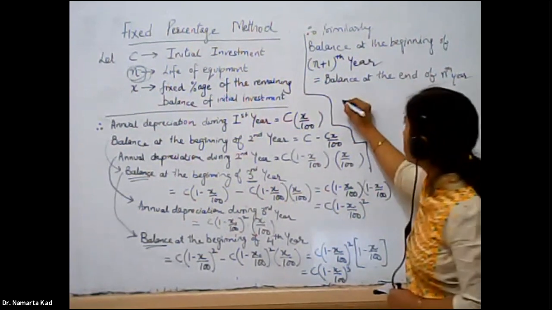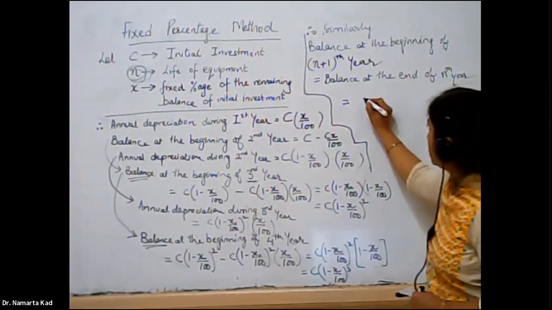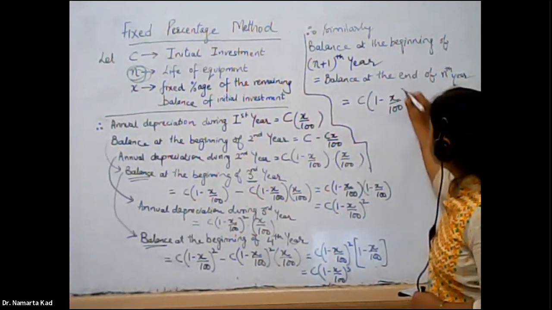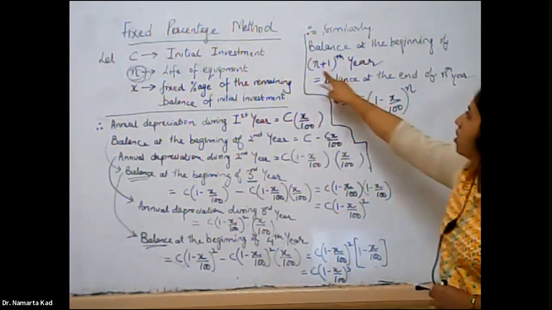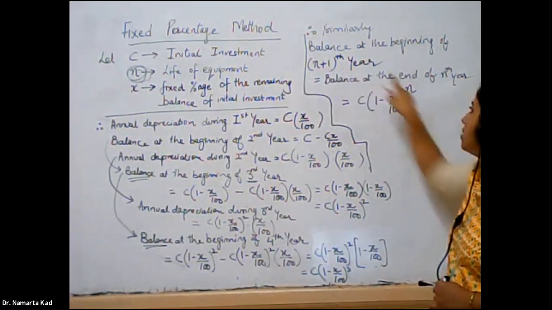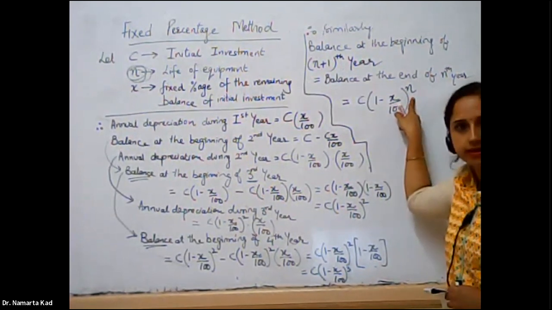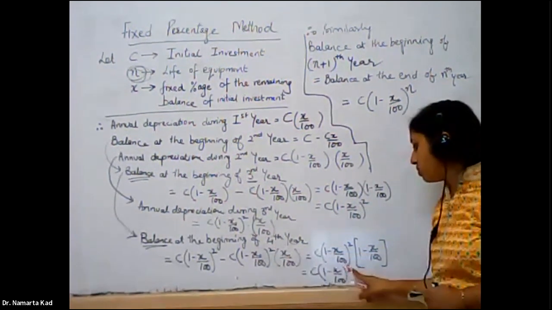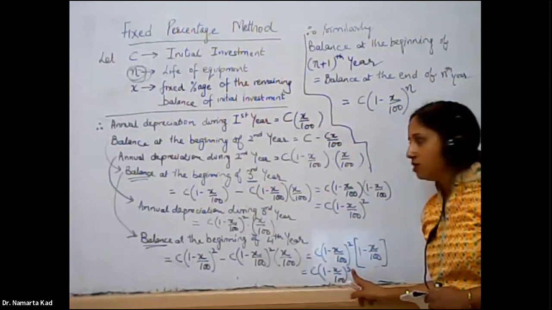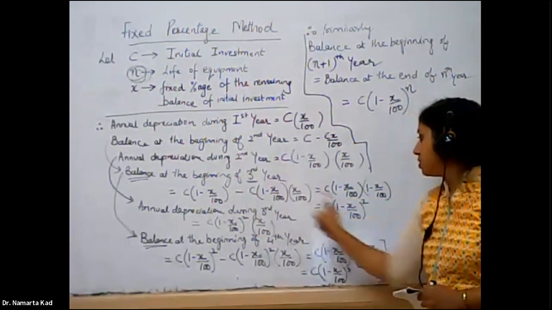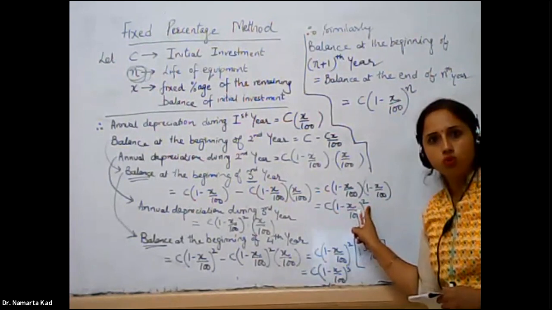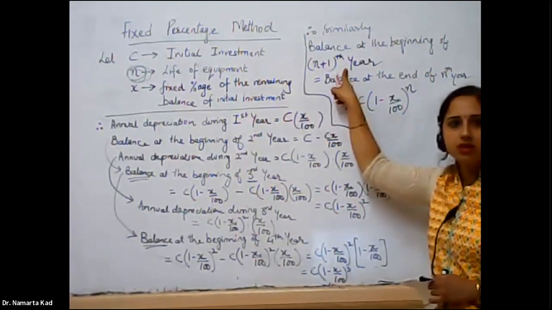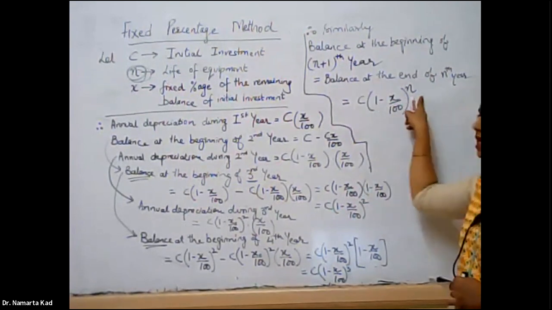The formula now comes out to be C into (1 minus x by 100) raised to power n, because for the n plus 1th year the formula gives the power n. As for the beginning of 4th year the formula gives the power of 3, and for the beginning of 3rd year the power of 2, similarly for the beginning of n plus 1th year the formula gives the power of n.